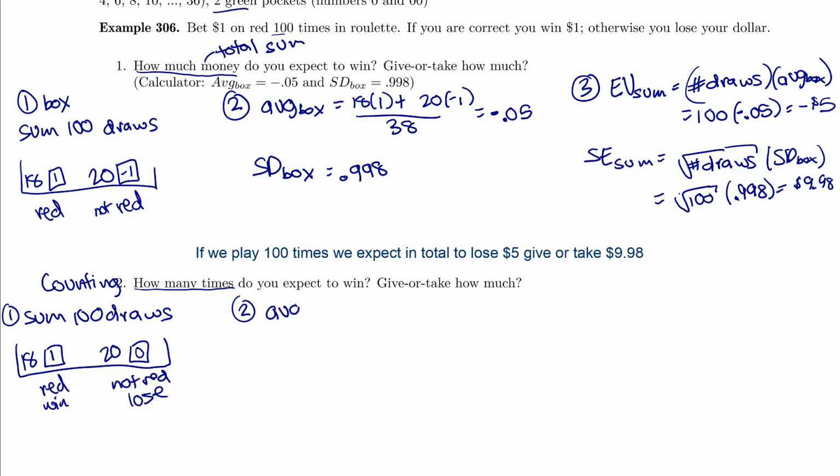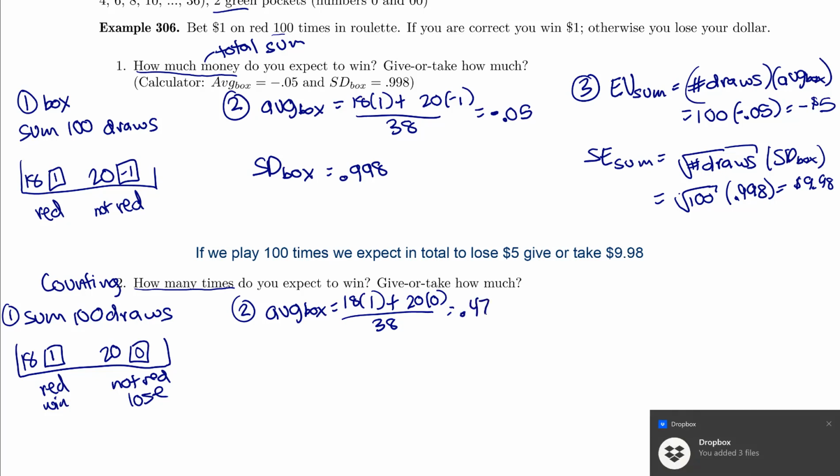Step 2 is find the average of the box. I should add up 18 ones, but that takes a long time, so I'll just do 18 times 1, and add up 20 zeros, but again, we'll just write 20 times 0 to save time, and divide by my total of 38, which should give me 0.47.